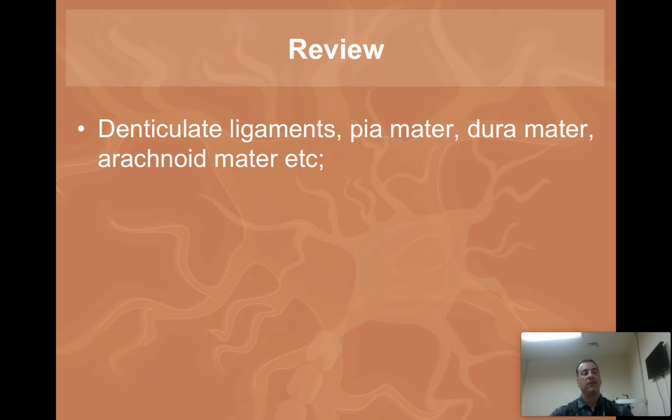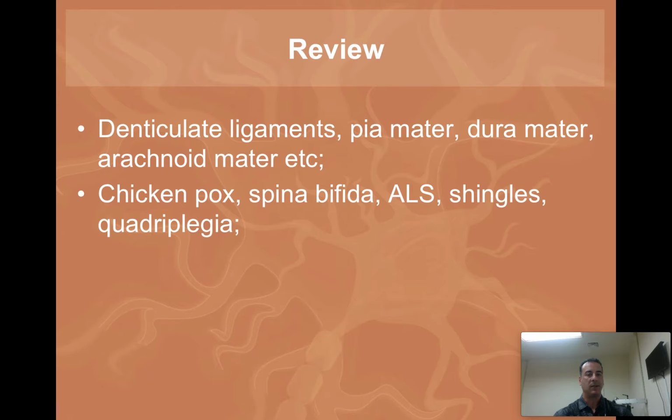Epidural space versus subarachnoid space. There are spaces in there. And what occurs in those spaces? What goes on in those spaces? Different conditions: chickenpox, varicella, where is it located? How does it relate to shingles? Spina bifida, ALS, shingles, like I already said, and then quadriplegia versus paraplegia, and again, issues with that. Meaning, how does it occur? Whatever the textbook talks about.